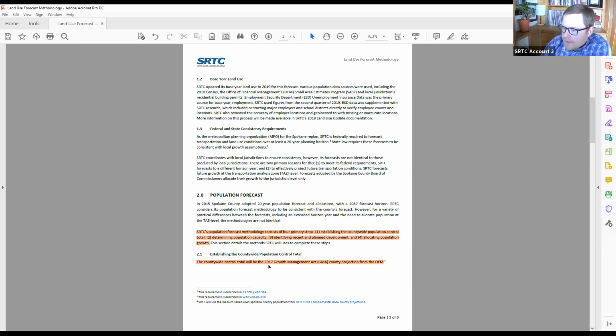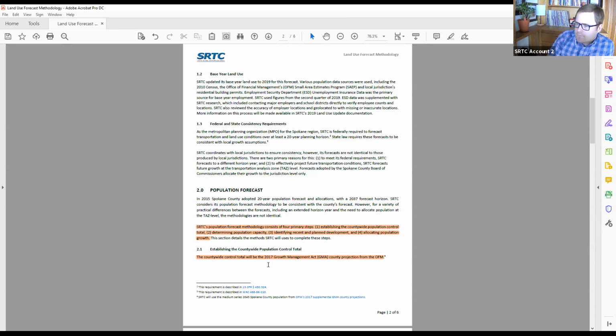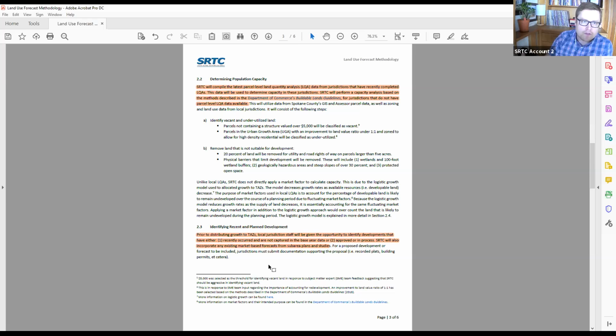So the countywide control total, that's pretty straightforward. That's just based off of OFM's mid-series, since that's what the county adopted. If the county changed that, we would change that control total, but that's where it is for now. And for this update, we had to use the supplemental forecast that OFM releases because for the MTP, unlike the countywide planning policies, the horizon year is 2045. So that's where that overall countywide control total comes from.